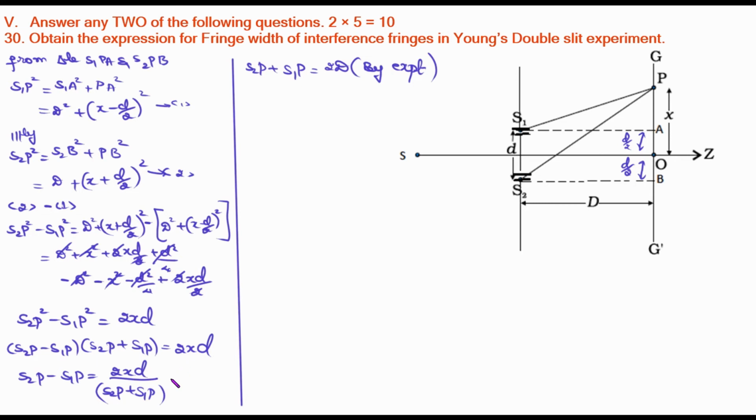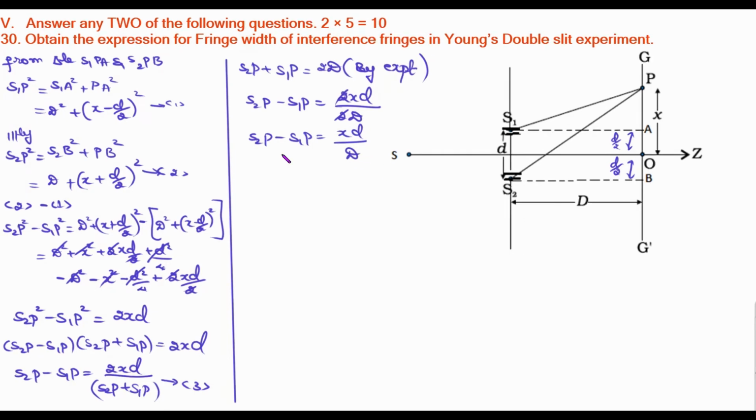Let's substitute this here in equation number 3. So you will have S2p minus S1p is equal to 2xd divided by capital 2D. The 2 cancels and you will have S2p minus S1p is equal to xd divided by D. Further, this is equation 4, which is an expression for the path difference. S2p minus S1p is the path difference.